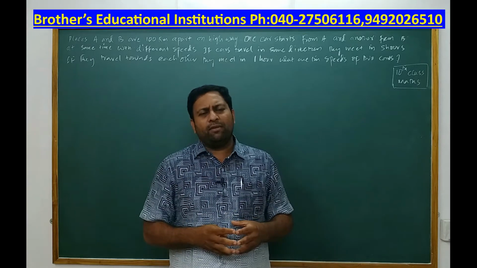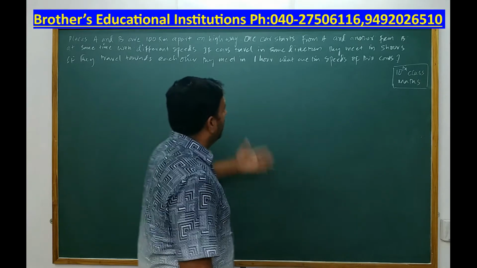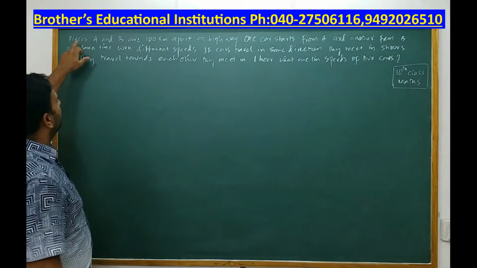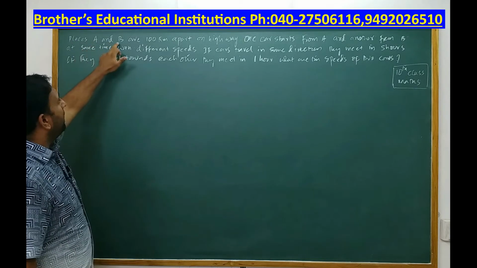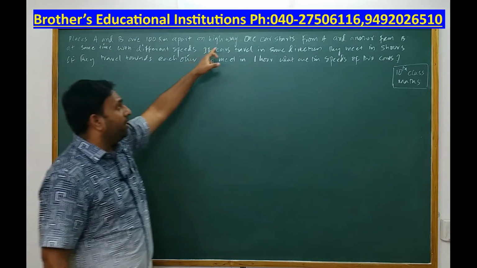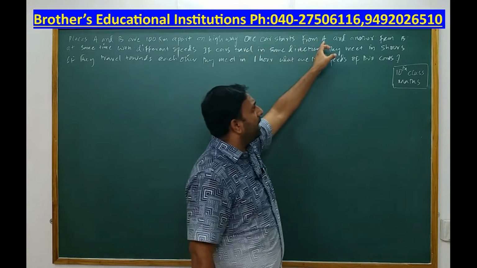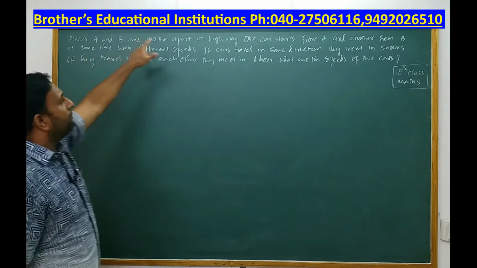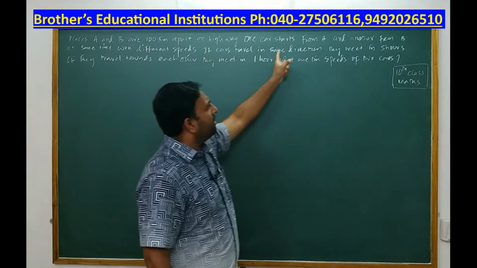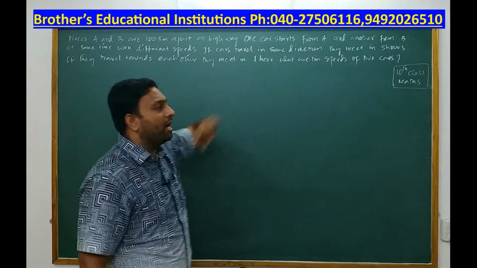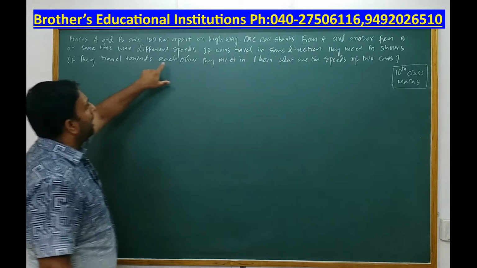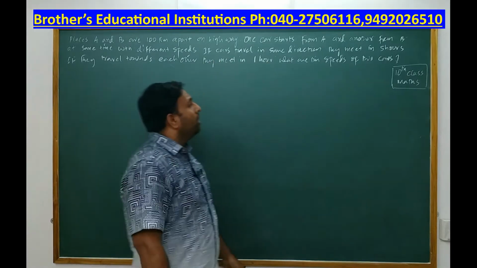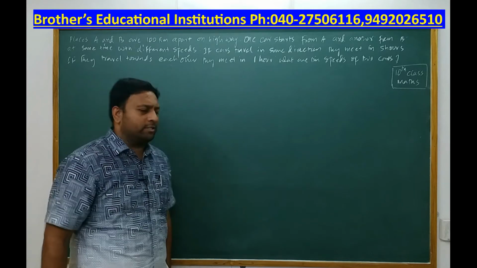Alright, now here we have one very different question right in front of you on the board, and I will read the question for you. The question is, places A and B are 100 kilometers apart on a highway. One car starts from A and another from B at the same time with different speeds. If cars travel in the same direction, they meet in 5 hours, and if they travel towards each other, means opposite direction, they will meet in 1 hour. What are the speeds of the two cars?